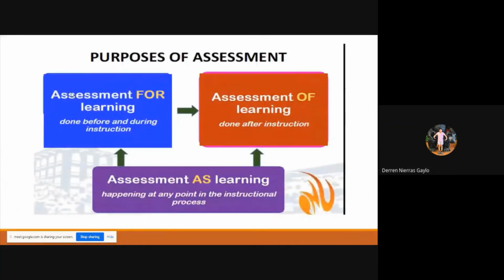Okay, so let's summarize. Assessment for learning is done for, that's formative, placement, and diagnostic. It will be done before and during instruction. And we have assessment of learning, the summative assessment. It's done after instruction. And we have assessment as learning in between. It could happen at any point of the instructional process. So you can have metacognition and self-assessment.